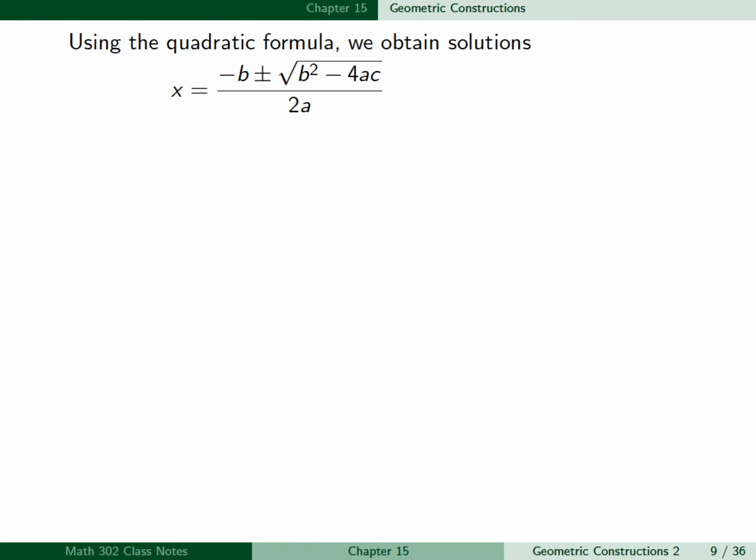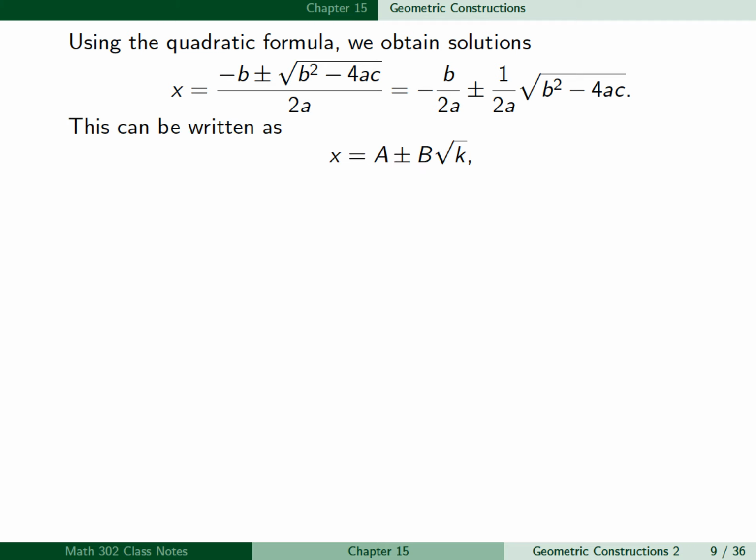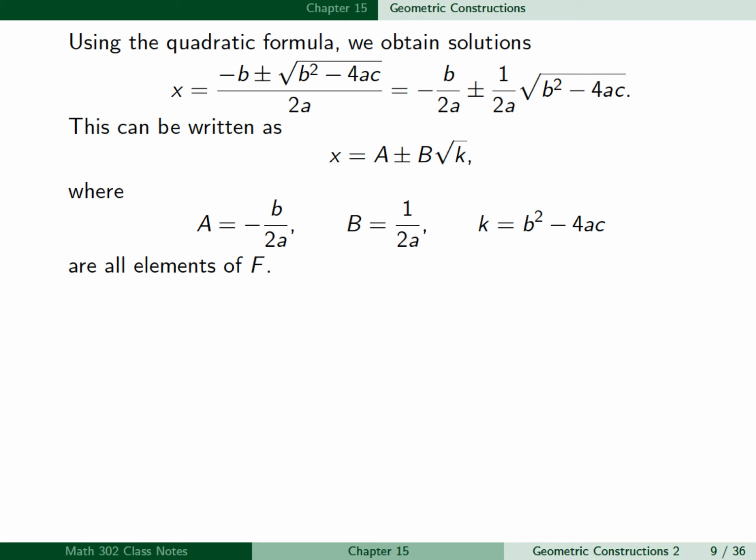Using the quadratic formula to solve this equation, we obtain solutions x is equal to minus b plus or minus the square root of b squared minus 4ac over 2a. And breaking apart the fraction, this will be minus b over 2a plus or minus 1 over 2a times the square root of b squared minus 4ac. And this can be written in the form x is equal to capital A plus capital B times the square root of k, where capital A is that first term, minus b over 2a, capital B is 1 over 2a, the coefficient of the square root, and k is the quantity under the square root, b squared minus 4ac. And each of these will be an element of F.